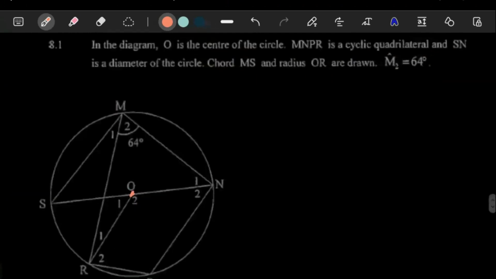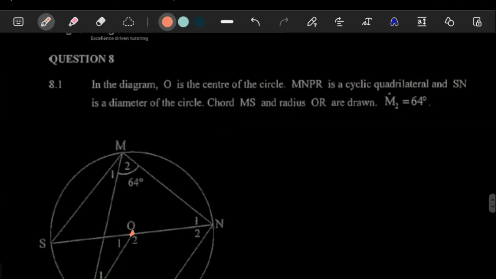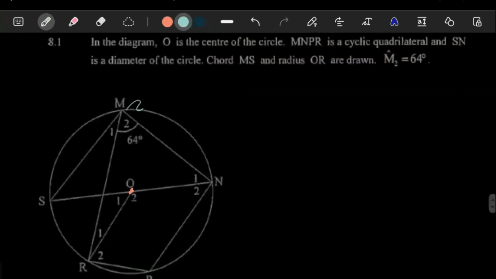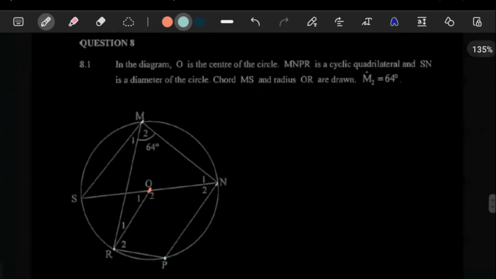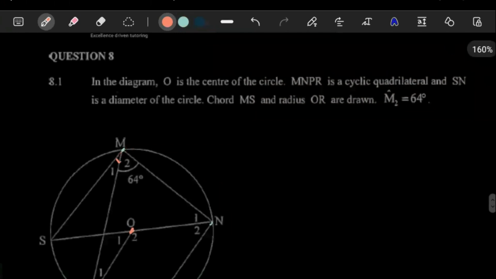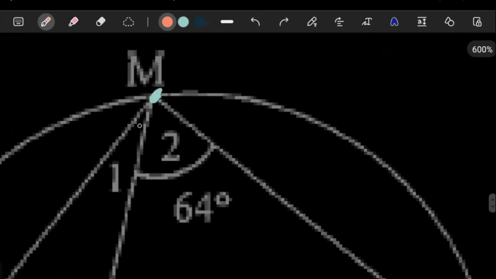Okay, and then it says here MNPR. Where's MNPR? There's MNP. That's a cyclic quadrilateral. And then they said here that SN is a diameter. So SN being a diameter means that this is a 90-degree angle. So automatically, if this angle is 64, the other one, according to the calculator, is 90 minus 64, which is 26. So might as well put that information over there.